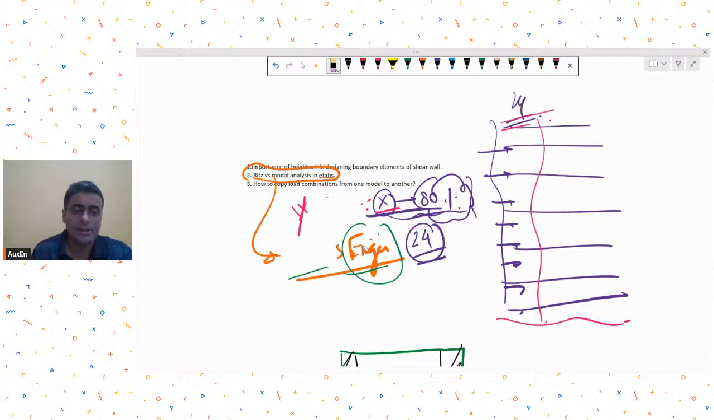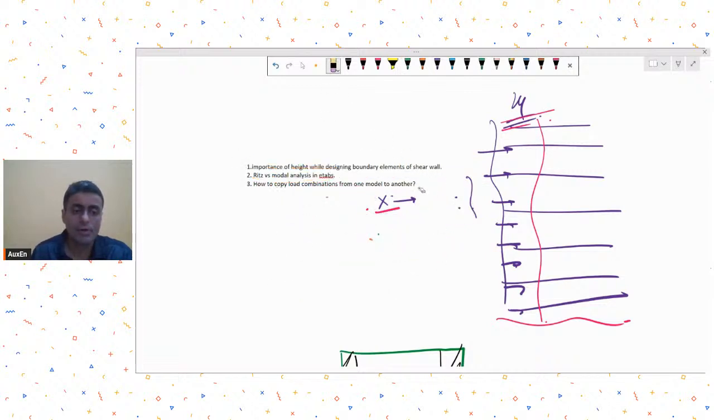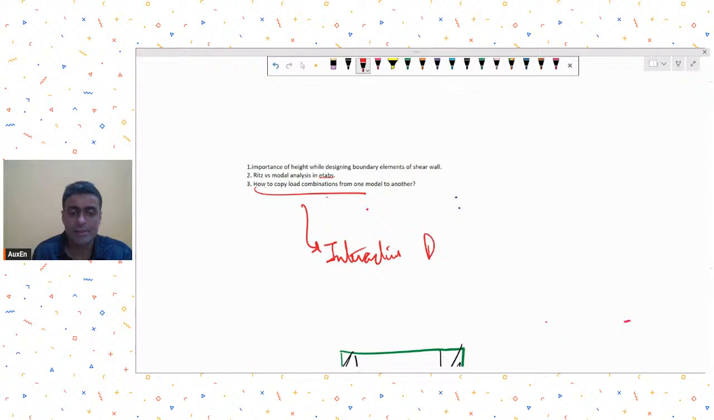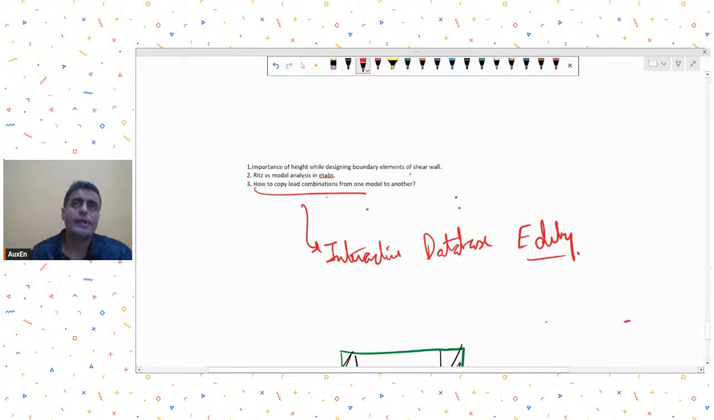Okay. How to copy load combinations from one model to another? Very easy. Use the interactive database editing option in ETABS. So go to one model, open it, then go to Edit. We have discussed this so many times, Mr. Alek, in our previous courses that you have joined. So go to Edit, go to Interactive Database Editing, then under Load Definition, go to Load Combinations.